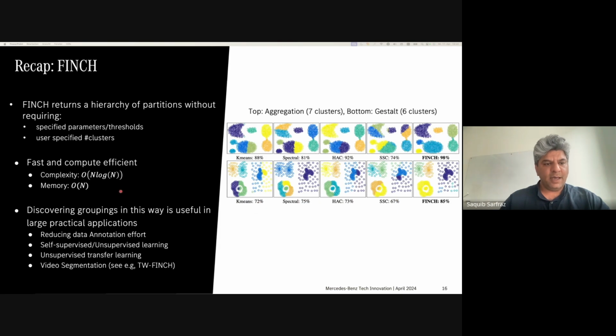As a quick recap, Finch clustering returns a hierarchy of partitions without requiring specifying parameters, thresholds, or the number of clusters. It's quite fast and compute efficient. And of course, discovering this kind of hierarchical grouping is useful in quite large-scale applications, from reducing annotation efforts to self-supervised and unsupervised learning. We also use it for temporal data segmentation, so chunking the data, like in this case, video data. There is a TW-Finch variant of it as well.